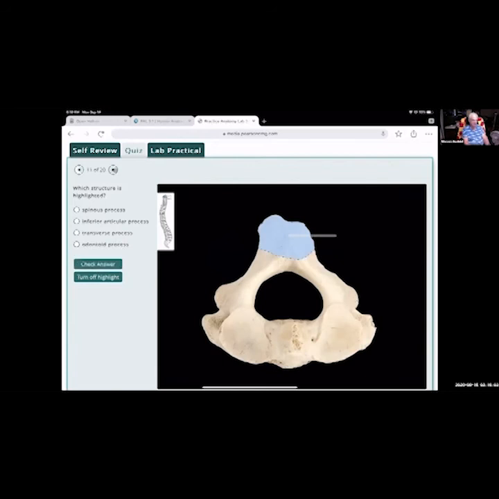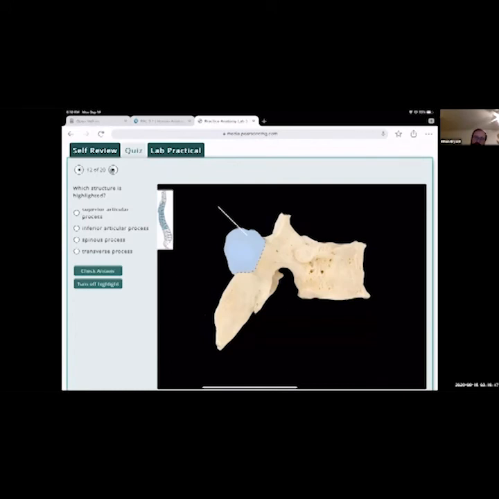And 11. What's that highlighted structure? The spinous process. Yeah, spinous process. Looks like the spinous process to me too. They like the spinous process on here, don't they? There's different angles of it. I know they do.